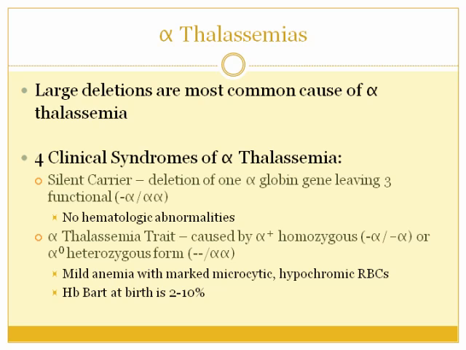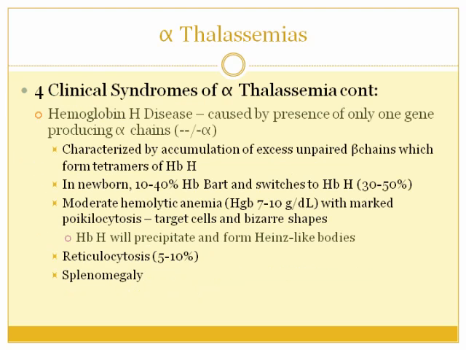So we have 4 syndromes. The silent carrier, in which they just have one globin gene that was deleted. There's no abnormalities, they're just truly a carrier. There's alpha thalassemia trait, so very mild anemia, again microcytic hypochromic. We have hemoglobin H disease, which is important to know, caused by the presence of only one alpha gene. So with hemoglobin H, we are going to see unpaired beta chains. Moderate hemolytic anemia, target cells again.